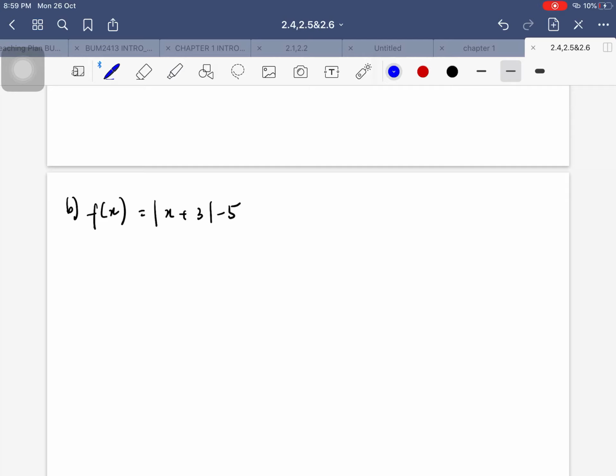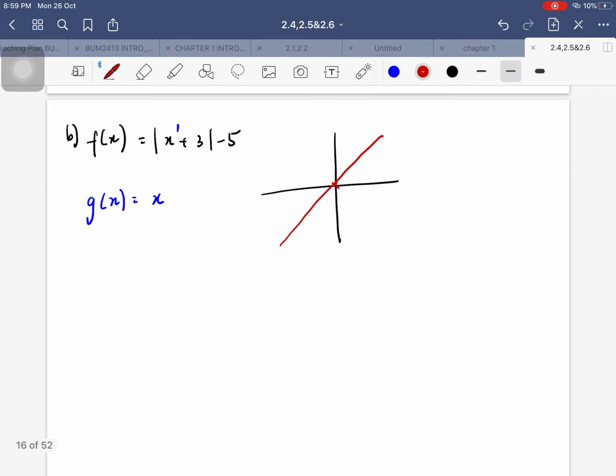Okay, for the second example, pretty much a similar idea will be applied. So I have a graph of f of x equals absolute of x plus 3 minus 5. First of all, I'm going to start here. I have x to the power of 1. So of course, my first function, I'm going to sketch g of x equals x. So this is going to be the graph, and g of x equals x, we know, is going to go through the origin. So that's how the graph looks.